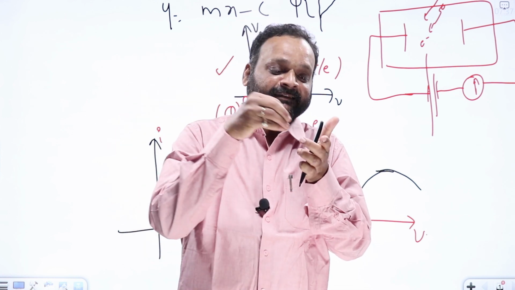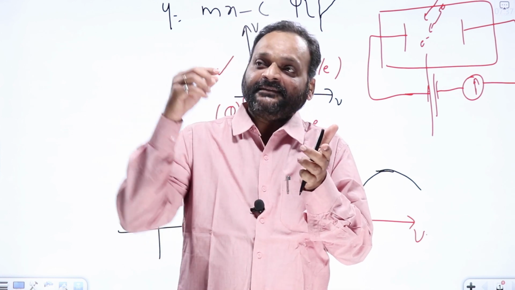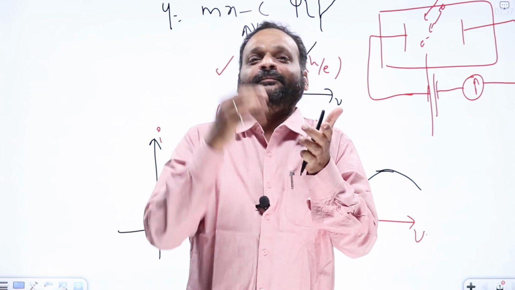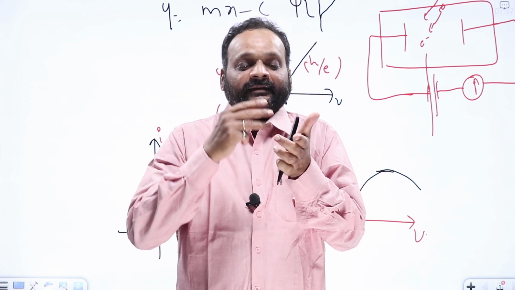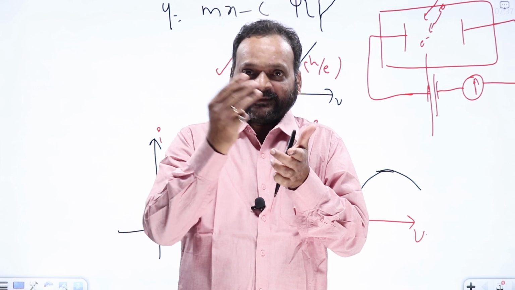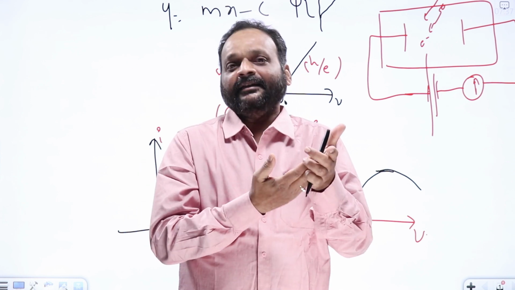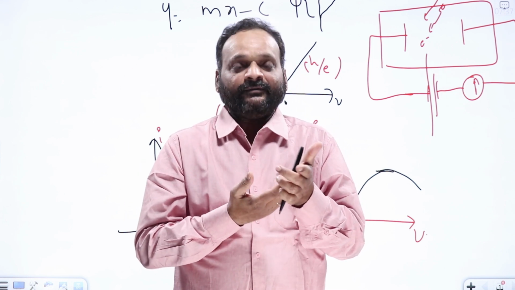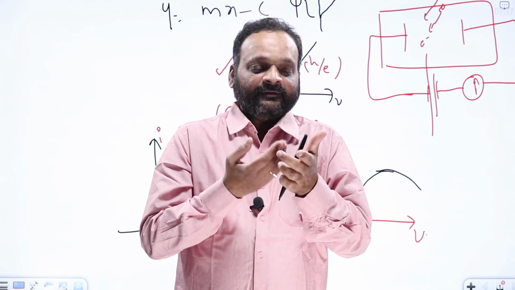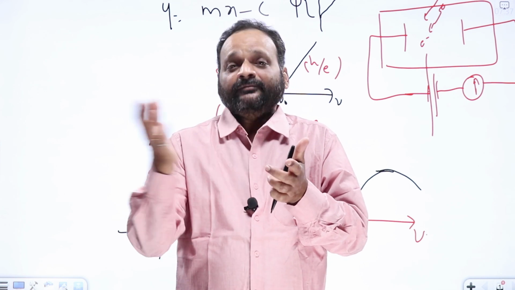Light is coming and interacting with the electrons. It is nothing but interaction between radiation and material particle like electron. There are only three types of interactions possible between radiation and material particle. The first one is photoelectric effect, which is observed with visible light and UV light.